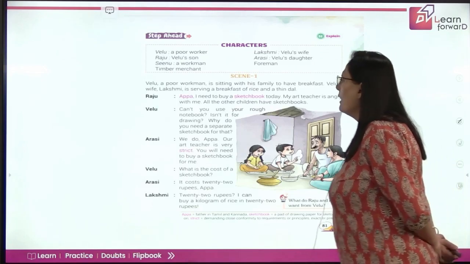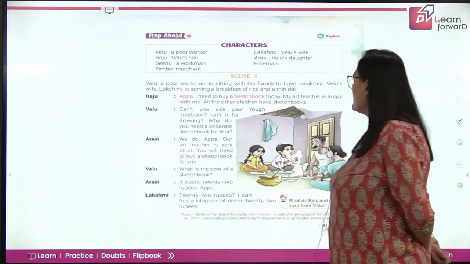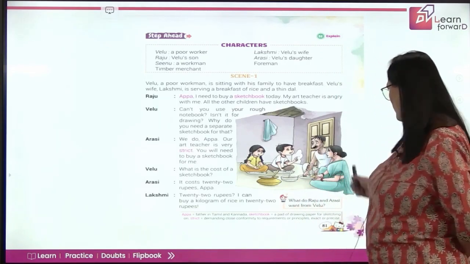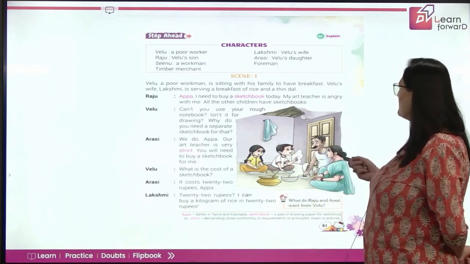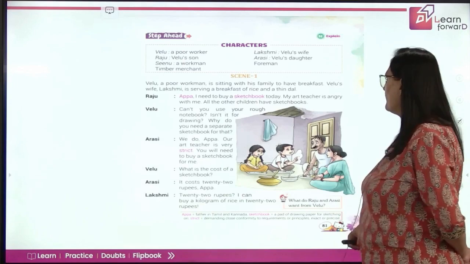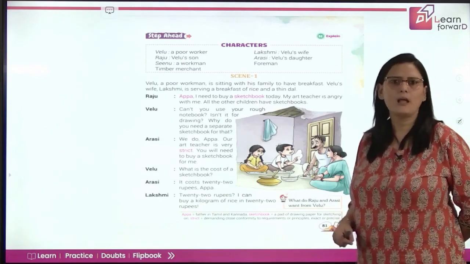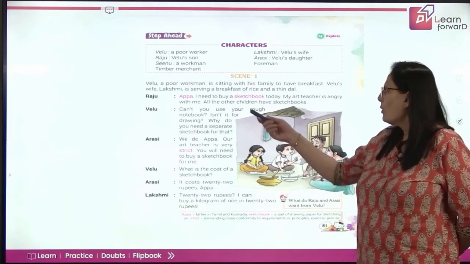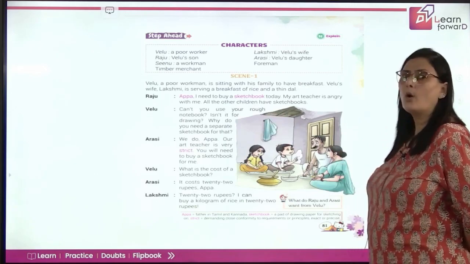Scene 1. Velu, a poor workman, is sitting with his family to have breakfast. So see, we can have it in the picture. Velu's wife Lakshmi is serving a breakfast of rice and a thin dal. Right?